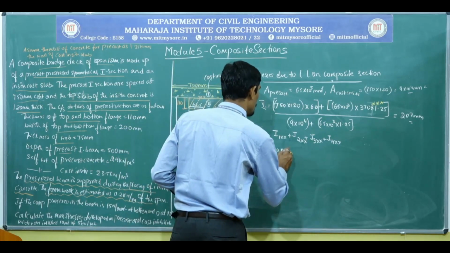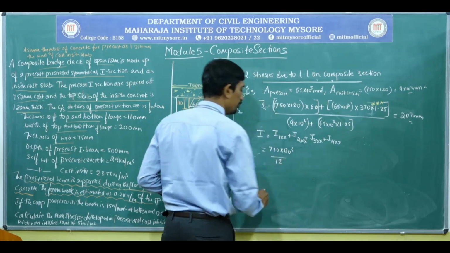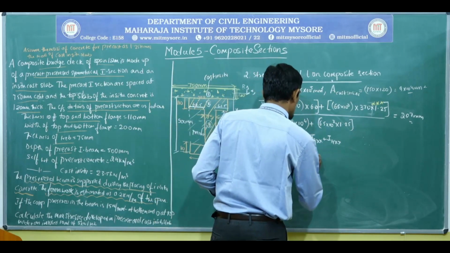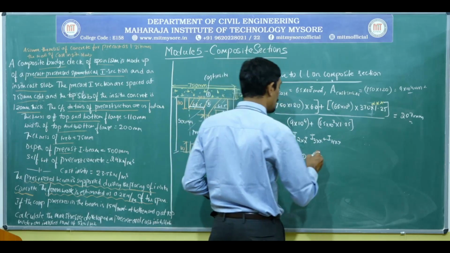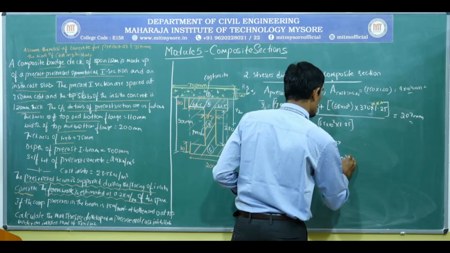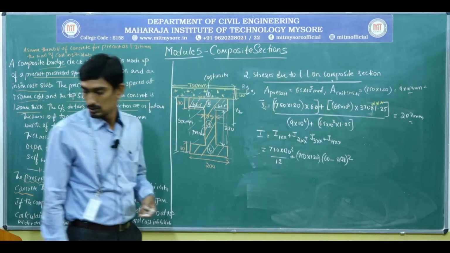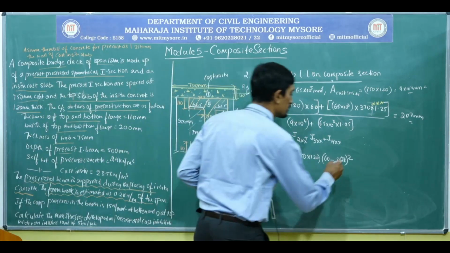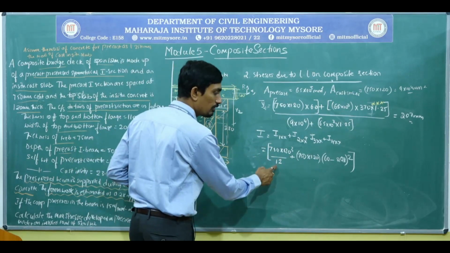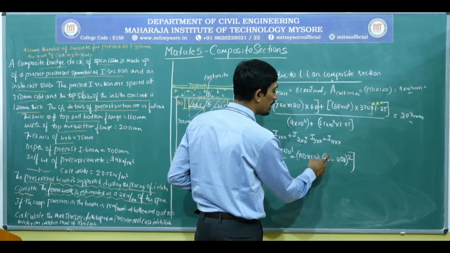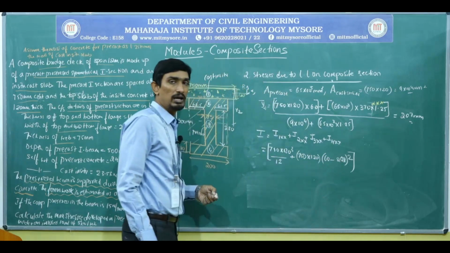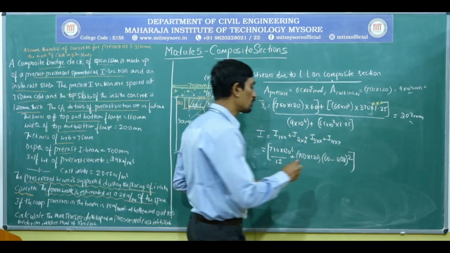So 750 into 120 cube by 12, BD cube by 12, plus B into D, that is 750 into 120 into Y1, that is 60 minus 207, 207 whole square. Yes, it is 207. So this will be your moment of inertia for a precast. I will repeat, BD cube by 12 plus B into D multiply by Y1 of the first section, which is 120 by 2, 60 minus Y bar whole square.